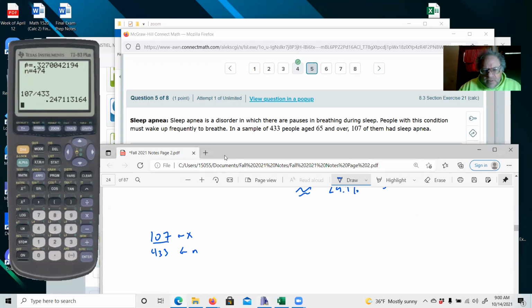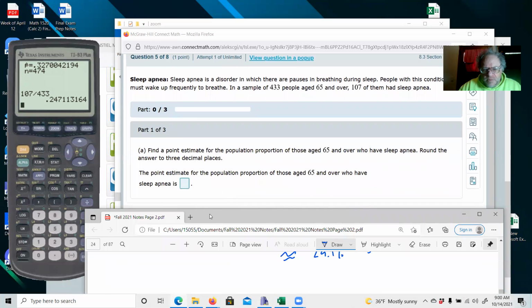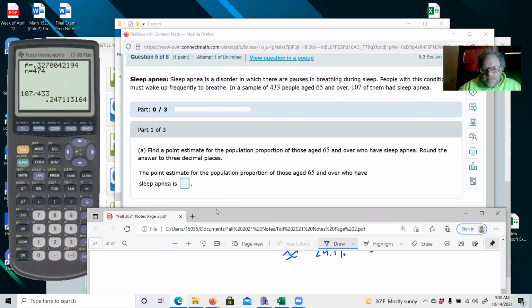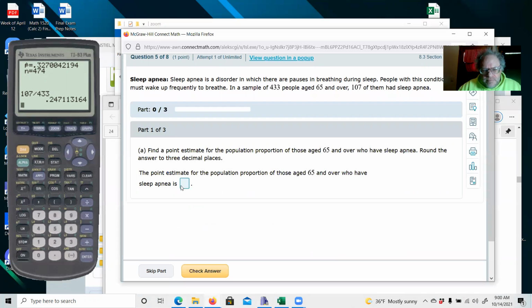Let's see, what do they want? Three decimal places, and we want to find a point estimate. So 0.247. All right, check answer.